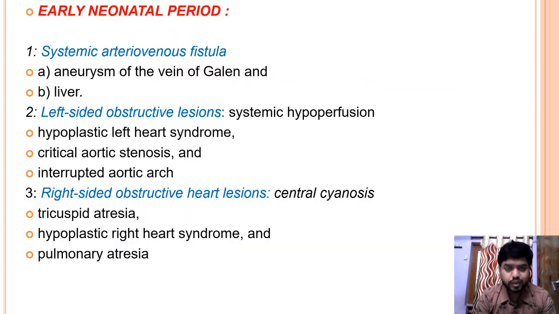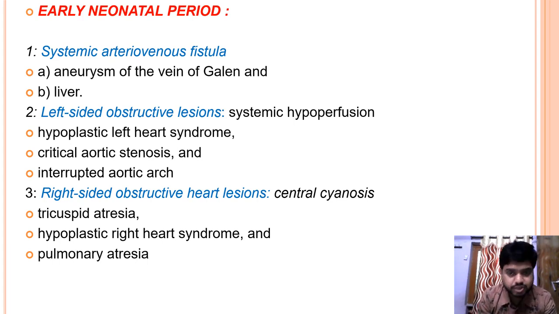Then in the early neonatal period, what are the cardiac diseases which manifest? We usually divide them as left-sided and right-sided obstructive lesions and systemic AV fistulas. Definitely vein of Galen aneurysms or liver aneurysms, where there is systemic arteriovenous shunting, fistulas, hyperdynamic circulation, and they land up in shock. They present in the early neonatal period, usually day 1, day 2, day 3.